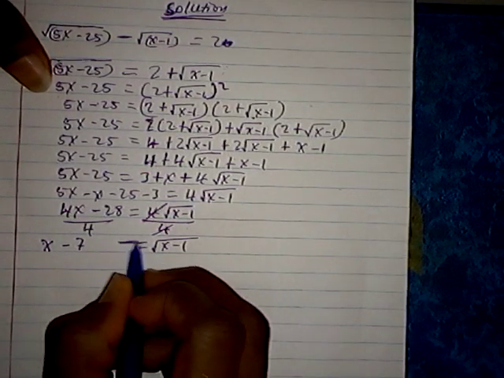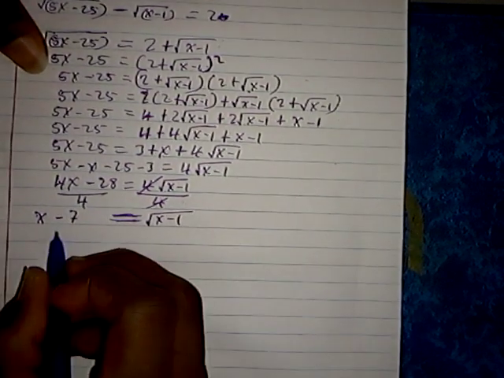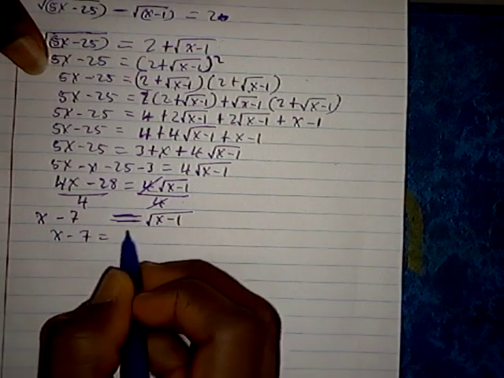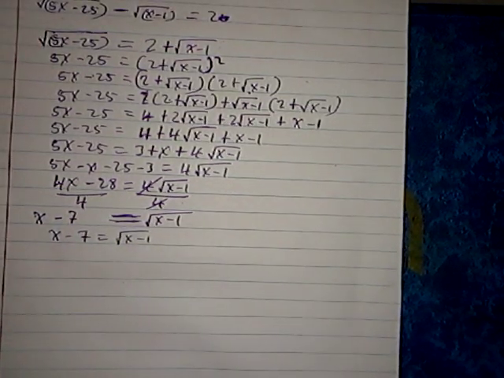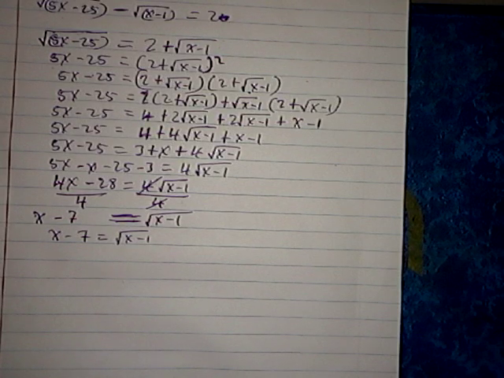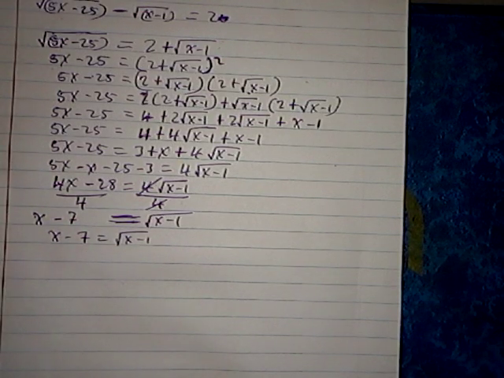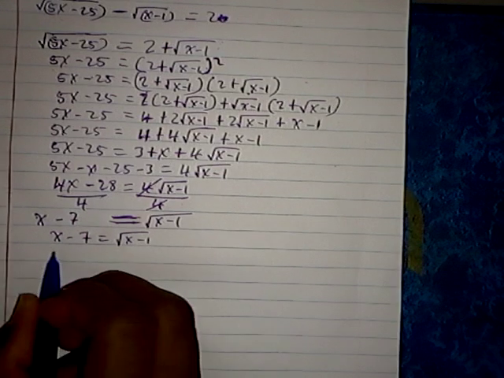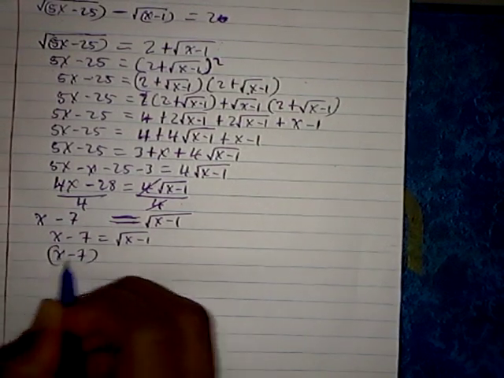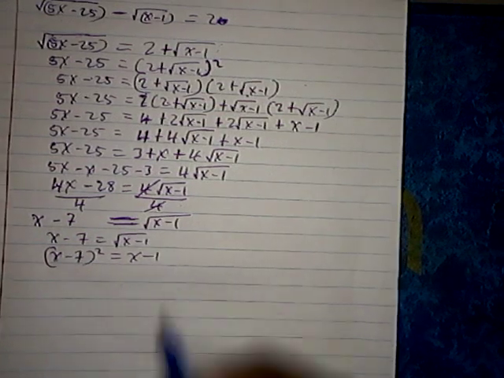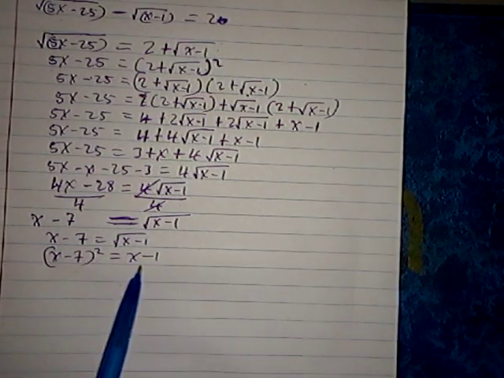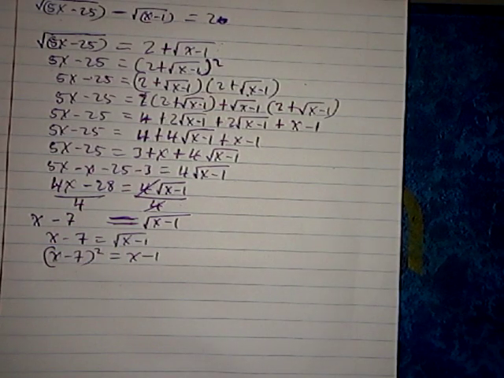So this is the equation, right? What's next? So we say x minus 7 equals the root of x minus 1. Here again we should target to remove what? The roots. This root. Now what are we going to do? We give here a square. So we say (x minus 7) squared equals x minus 1. Once we put here the square, automatically the root we have eliminated.